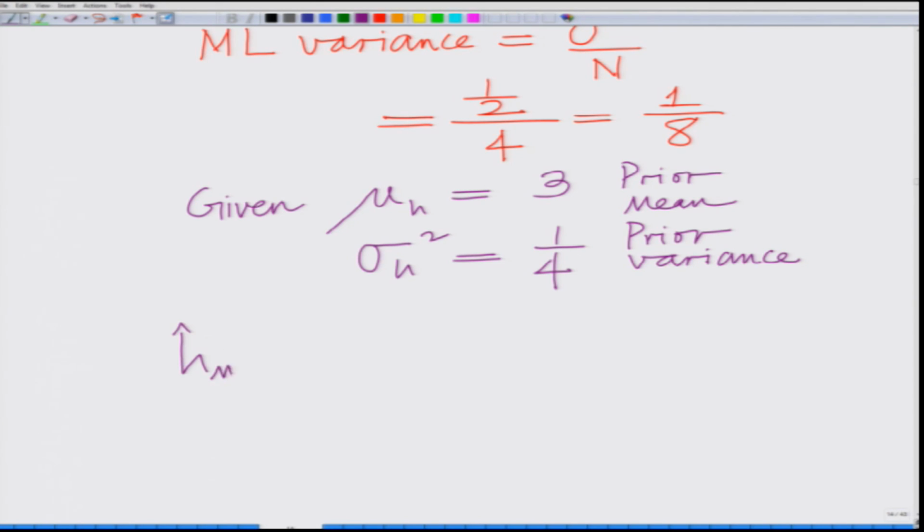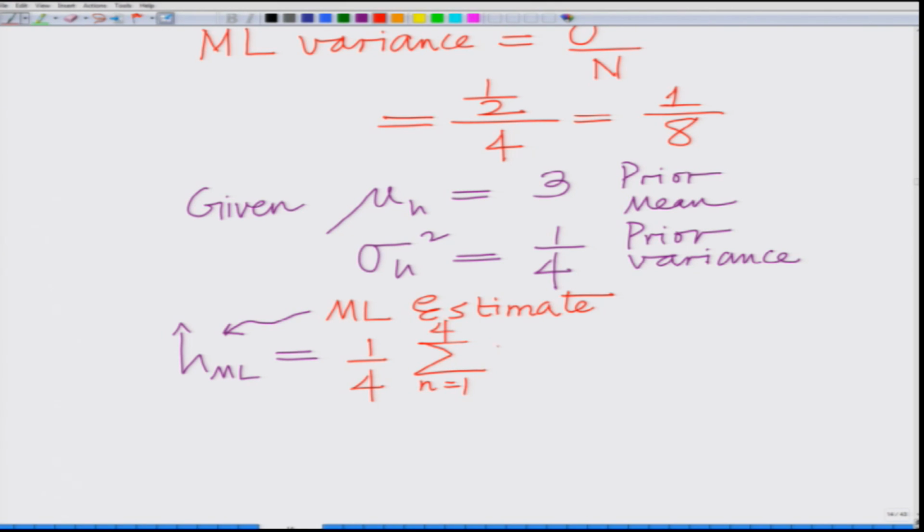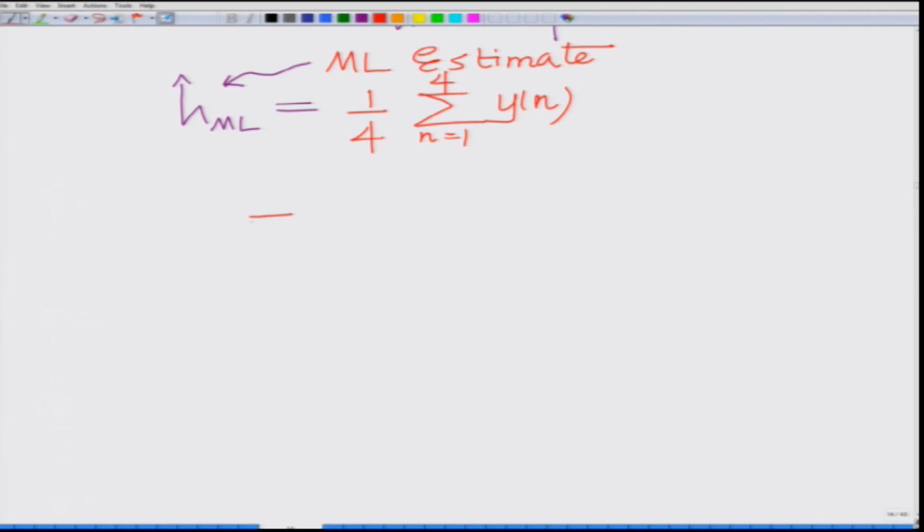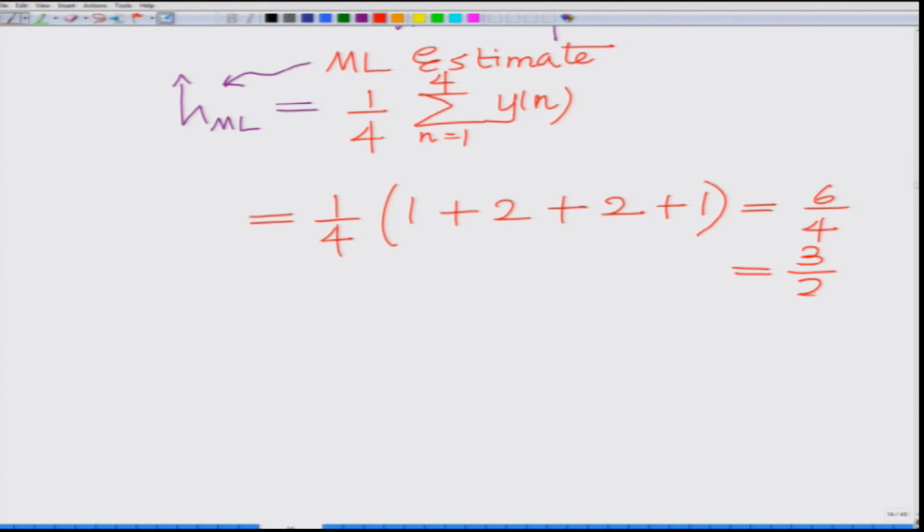And now let us compute the ML estimate. The ML estimate, remember that is what we need, h hat ML. This is basically your ML estimate, that is simply the sample mean. That is equal to 1 over 4 summation n equal to 1 to capital N, which is 4, of yn, the observations yn, which is basically 1 over 4 times 1 plus 2 plus 2 plus 1, which is equal to 6 divided by 4, which is equal to 3 divided by 2.